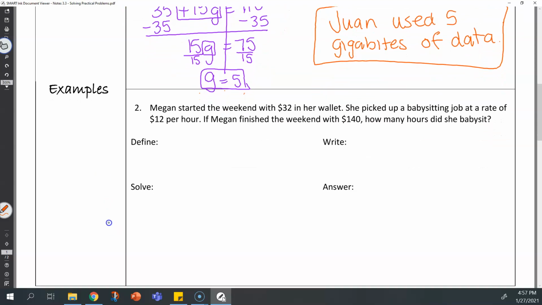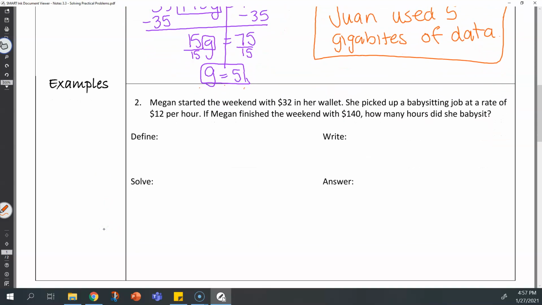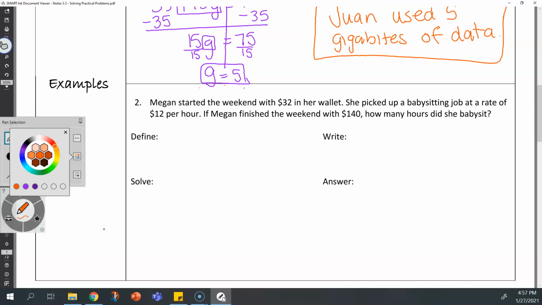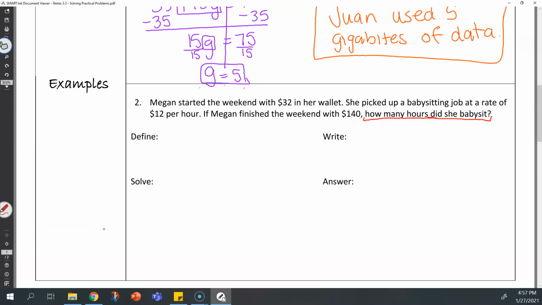with another example. So number 2, Megan started the weekend with $32 in her wallet. She picked up a babysitting job at a rate of $12 per hour. If Megan finished the weekend with $140, how many hours did she babysit? So the first thing I want to do is figure out what my variable is going to be. To do that, I'm going to look at the question. How many hours did she babysit? Okay, so my variable should answer that question.